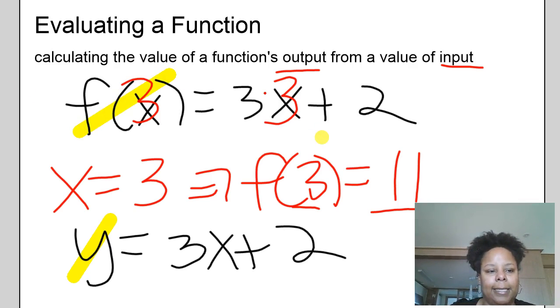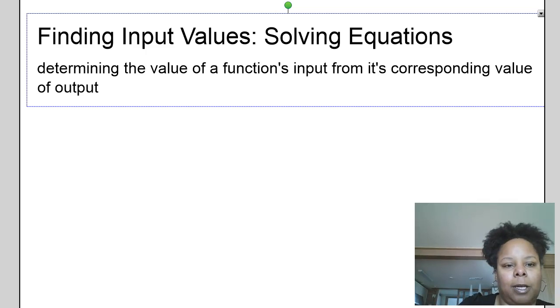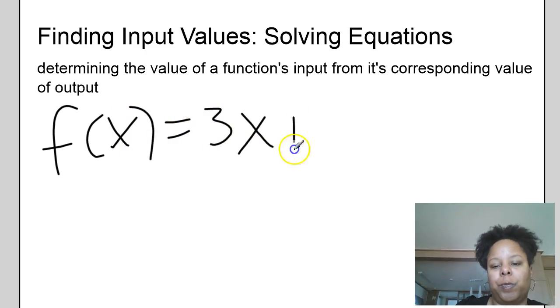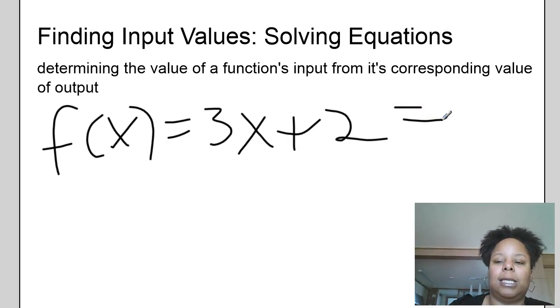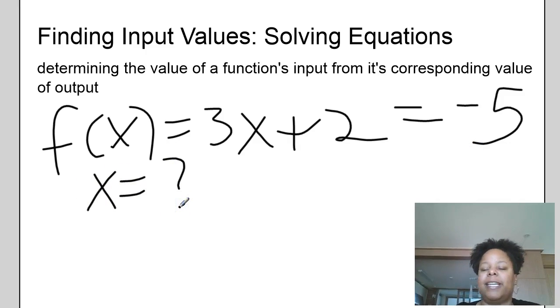Okay, all right. We know about calculating the output from the input. Now let's see how we calculate the input from the output. In other words, how can we determine the value of the function's input if we already know the output? So let's look back at our example, f of x is equal to 3x plus 2. And let's say that I know that f of x is equal to negative 5. So then the question is, which x makes that a true statement?